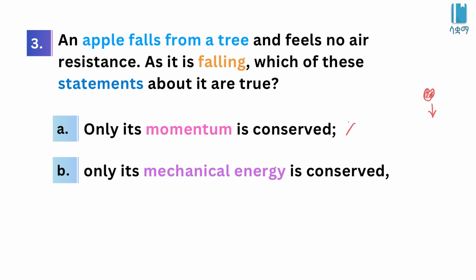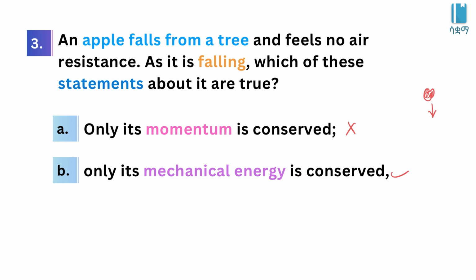This is not actually true because አፕሉ በሚወድቅበት ጊዜ ቬሎሲቲ ይጨምራል አይደለም? ቬሎሲቲ እየጨመረ ከሄደ ምንድነው ማለት ነው, ሞመንተም ኮንዘርቭ አይሆንም. So this is not true. B ላይ ደግሞ ስንሄድ only its mechanical energy is conserved ይለናል. Yes it's true, because mechanical energy ብቻ ነው ኮንዘርቭ የሚያደርገው. ሞመንተም ኮንዘርቭ የሚያደርግበት ምክንያት ምንድነው? There is external force አፕሉ ላይ exert የሚሆን, ያ ደግሞ ምንድነው, that's the gravitational force የምንለው ማለት ነው.